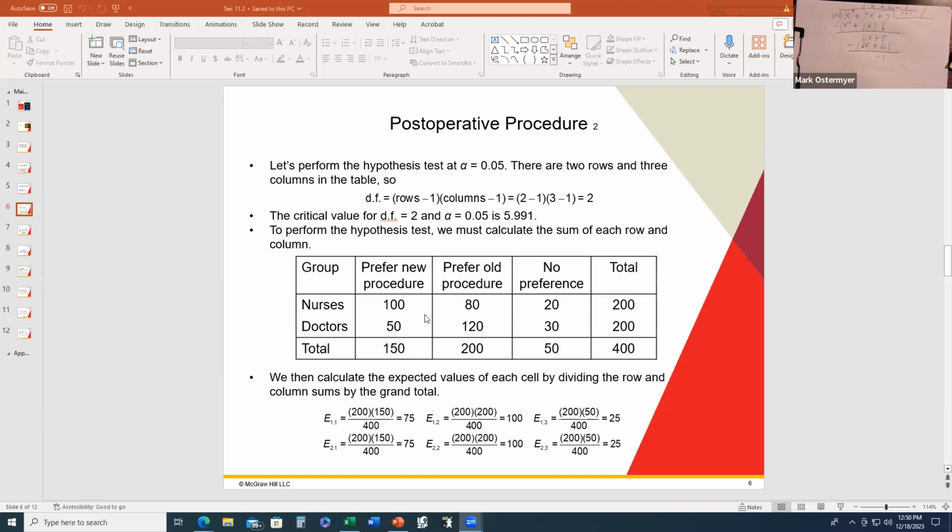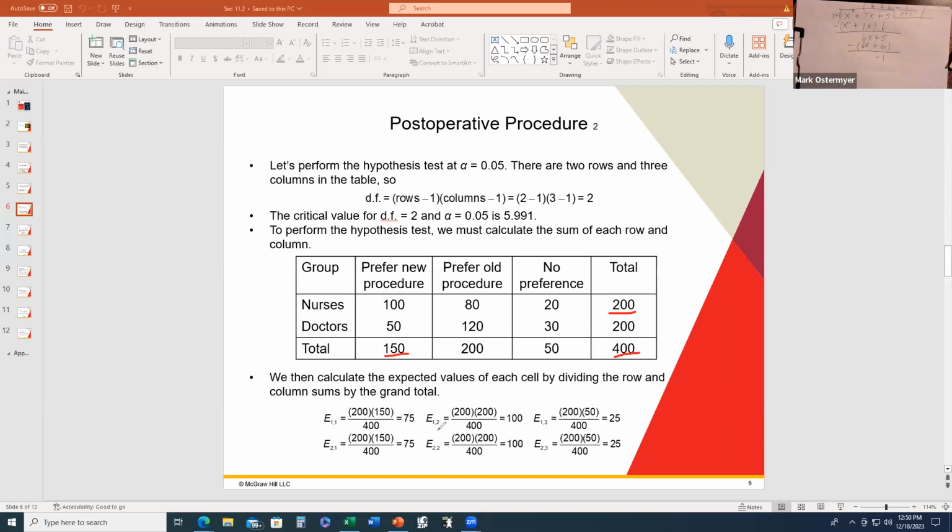So under the null hypothesis, if the null hypothesis is true, we would expect about 75 nurses to prefer the new procedure. And how do we get that? Well, to compute the 1-1 expected frequency, the row 1, column 1 expected frequency, we take the row 1 total, which is 200, and we multiply it by the column 1 total, which is 150. And then we divide that product by the grand total of 400, and we get 75.